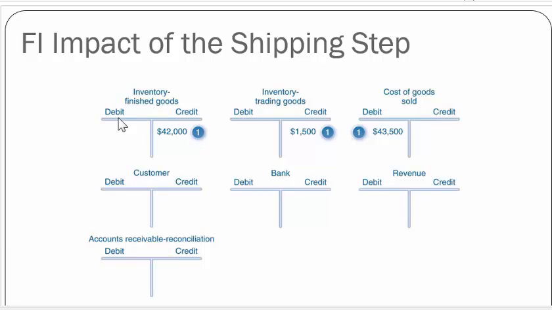So remember that inventory is an asset. So a decrease in inventory would result in credit of inventory. So you're crediting it with 42,000 for the finished goods for the bicycles, and 1,500 for the trading goods. This is for the T-shirt. Your cost of goods sold is a debit, and that should reflect the 43,500. So when we ship, these are the two accounts that are affected: inventory, cost of goods sold.